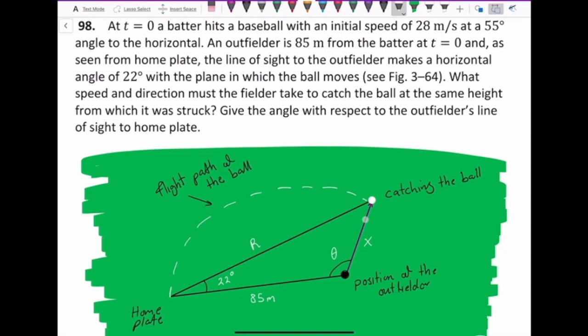So this triangle is not drawn to replicate the problem, because we don't know the range, we don't know this leg of the triangle, and we don't know this leg of the triangle, which is the distance the outfielder must run to catch the ball. While doing this problem, we might decrease this angle or increase this angle. Let's get into the problem.